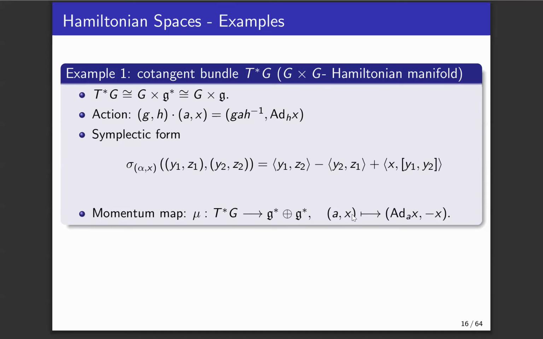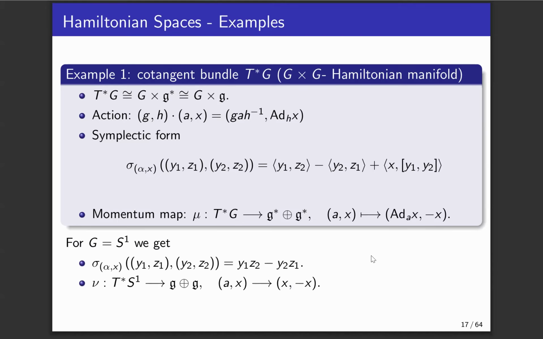Okay. And finally, the momentum map is quite easy to describe. To each element (a, X) of the cotangent bundle, we associate the adjoint action of a on X and then minus X. The adjoint action of a on X represents the momentum map for the left action of G times G on the cotangent bundle, and minus X represents the momentum map that corresponds to the right action of G times G on the cotangent bundle.